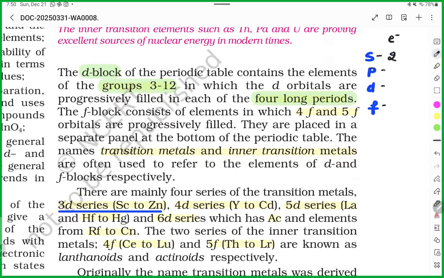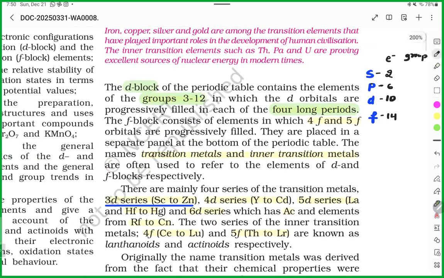Sir, 2. 2 electrons. P? 6 electrons. D? 10. Then F, 14. Based on the number of electrons, the same number of groups will be there. Okay, the same number of groups will be there.